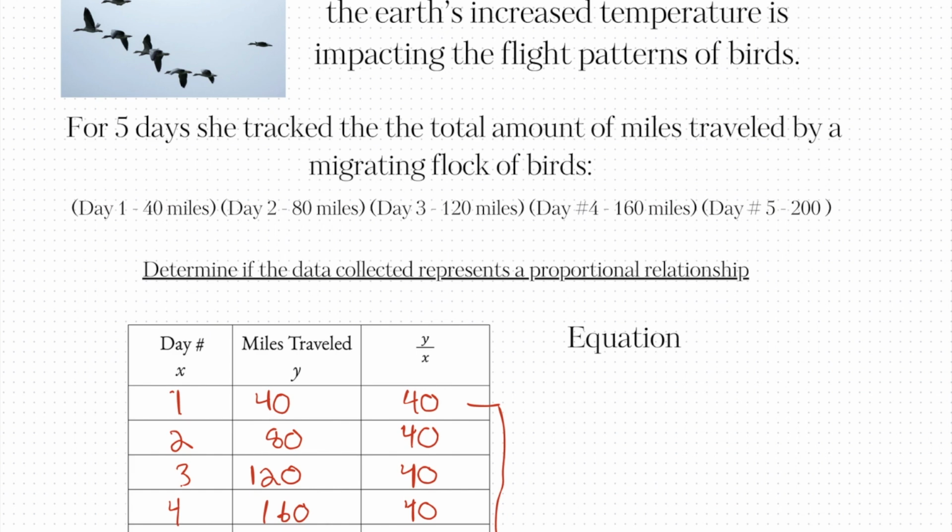But now we want to write the equation. Remember, the way we can write an equation showing a proportional relationship is y equals k times x. And remember, the k value is the constant of proportionality, and that's what the 40 is. So our equation is going to be y equals 40x. And there you go.